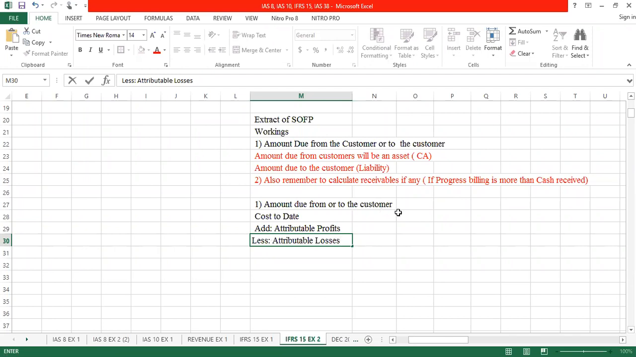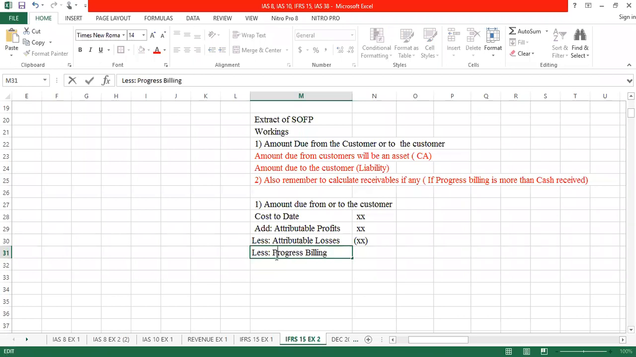Okay, so that is what you do. What we are saying is, if it's a profit, you add. If it is a loss, you deduct. Cost incurred to date plus profit. And then you deduct what you have already billed. You deduct progress billings.